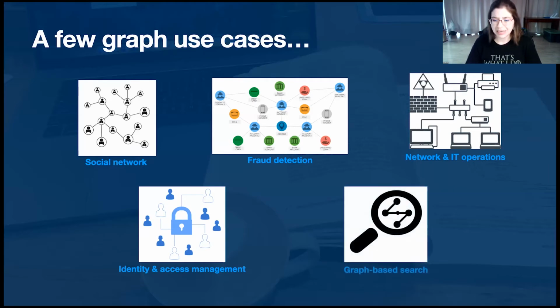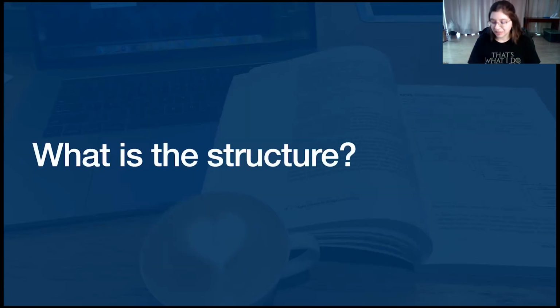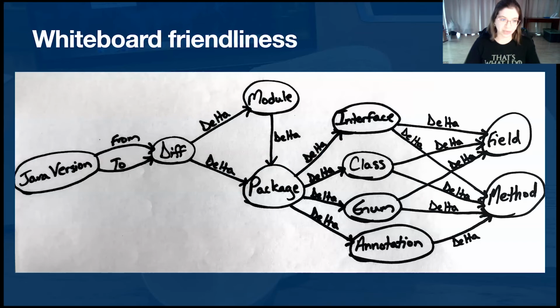And then finally, where a lot of graph technologies got their start was in graph-based search. So how can I provide better search results, better recommendations through things that users are searching? Okay, so let's look at the actual structure of a graph. How do you build one?